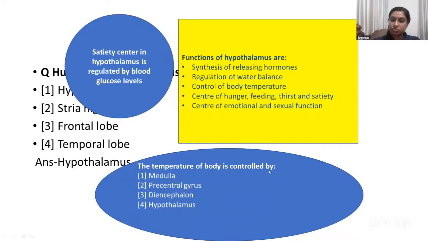And the next question is also related to this question. The temperature of the body is controlled by medulla, precentral gyrus, diencephalon, hypothalamus. So here the answer is also hypothalamus. It's one of the functions. We have already mentioned that control of body temperature is also a function of hypothalamus. So the answer here is hypothalamus.